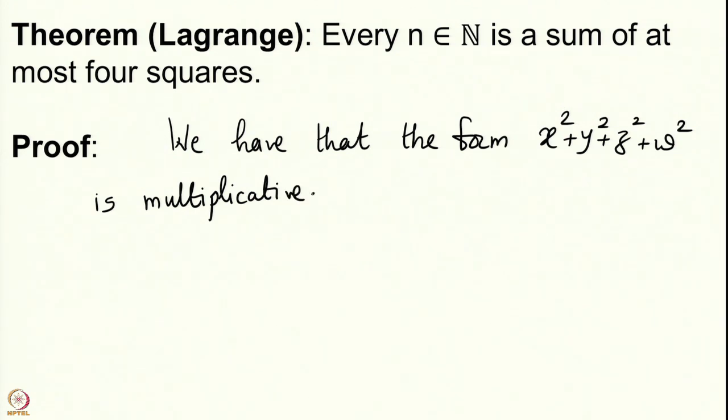Let me recall it for you that we have given 2 proofs of this. We actually proved that x square plus y square plus z square plus w square is the determinant of a special type of matrix. And further, if you take any 2 such matrices and take their product, then the product is again a matrix of the same form. And therefore, the numbers which are represented by these forms have the multiplicativity property.